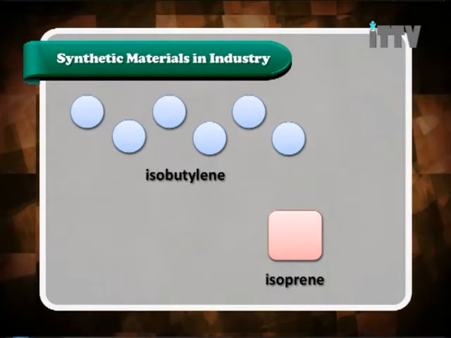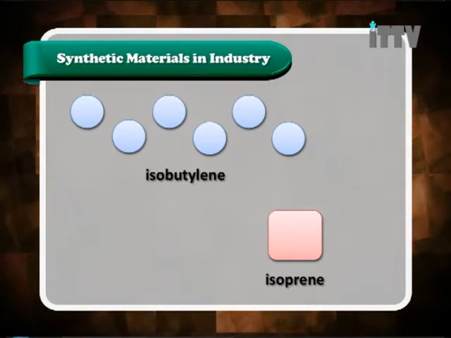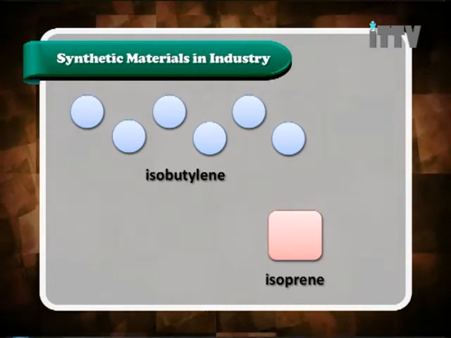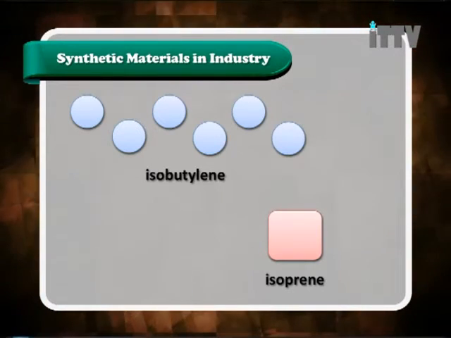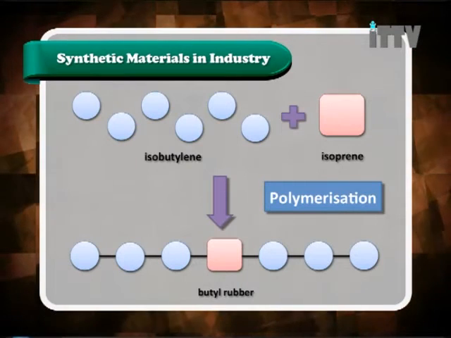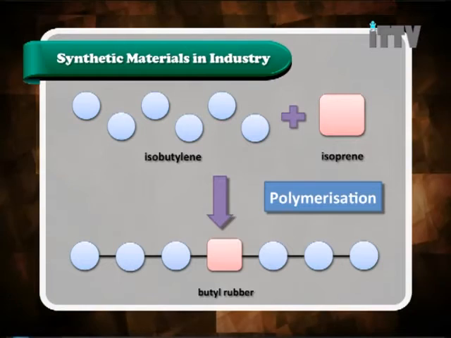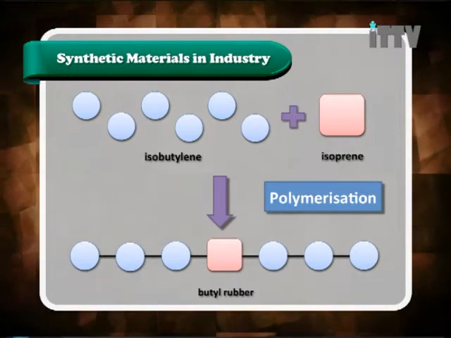Butyl rubber consists of two different monomer units. Both monomers join together to form a long chain molecule, which is butyl rubber. So let's see how butyl rubber is created using these two different types of monomers. The picture shows the representation of polymerization to form butyl rubber. Butyl rubber is an example of synthetic rubber. So here, two monomers are used, that is isobutylene and isoprene.